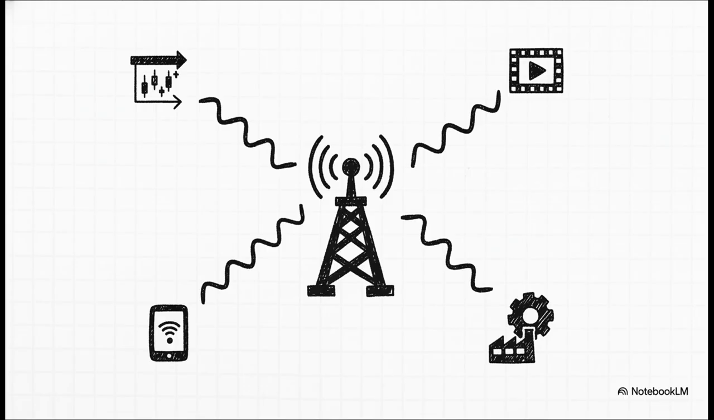Well, think about any time one source needs to send the exact same packet of data to a whole bunch of receivers at the same time. It is huge in finance for blasting real-time market data to thousands of trading servers. Media companies use it for live video streams, and IoT platforms use it to push updates to countless devices all at once. It's all about that one-to-many efficiency.